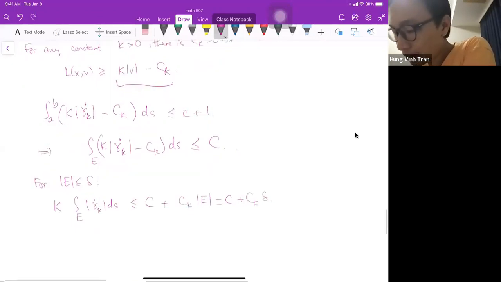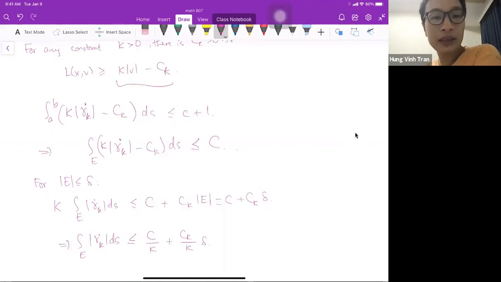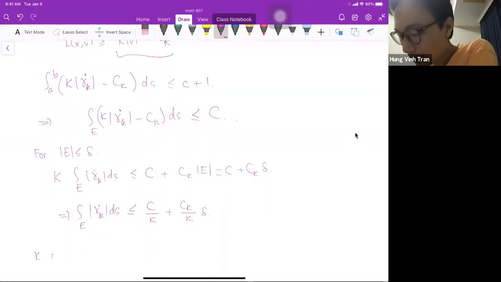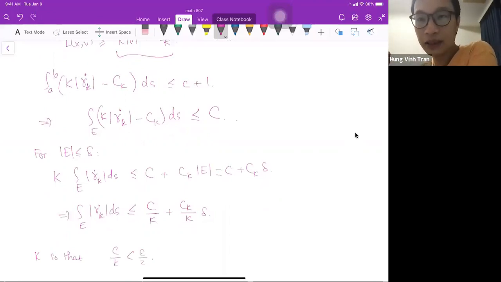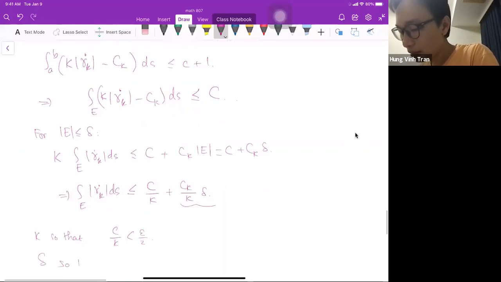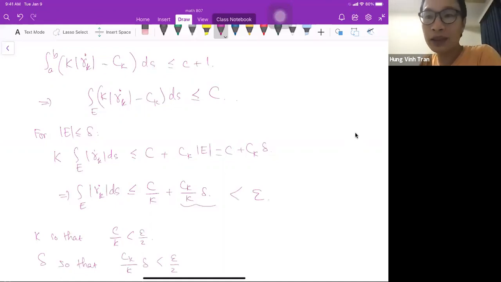So what this gives you is that the integral on E of gamma k dot ds is less than or equal to c over k plus ck over k times delta. Remember that you can choose k so that c over k is less than epsilon over 2 a priori, right? You choose k big enough so that c over k is less than epsilon over 2. And then once you fix k, ck over k is a fixed number, so you choose delta so that ck over k times delta is less than epsilon over 2, then the whole thing is less than epsilon. So that gives you uniform integrability.